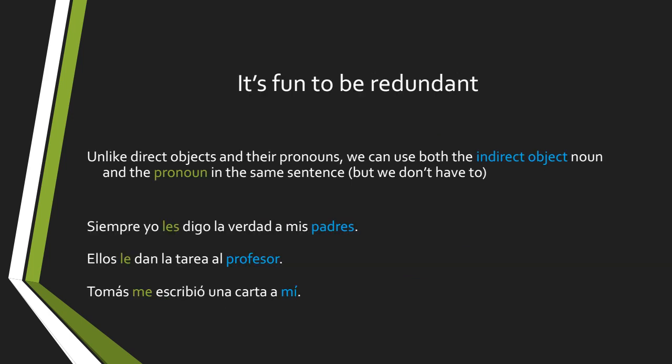All right, so I just want to mention one more quick thing, and it's that you are allowed to be redundant in Spanish when it comes to indirect objects and their pronouns, all right? So as you can see in my examples here, you can use your indirect objects and your indirect object pronouns in the same sentence, all right, if you want to. And that's weird because we can't do that in English, and we can't do that in Spanish when it comes to direct objects and their pronouns. But when it comes to indirect objects and their pronouns, we can actually leave both of them in the same sentence and be a little bit repetitive, all right?